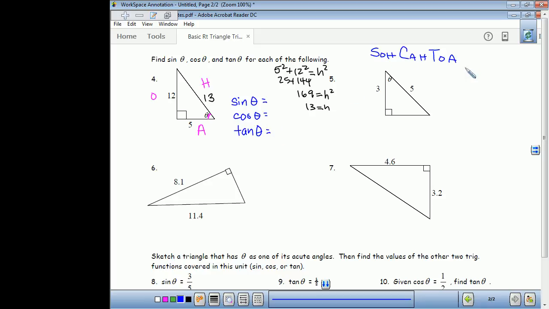So we go back to old SOHCAHTOA. Sine is the ratio of the opposite to the hypotenuse. The opposite is 12, and the hypotenuse is 13. That's all there is to it. Pretty easy. Cosine of theta is the ratio of adjacent to hypotenuse. The adjacent side is 5, and the hypotenuse is 13. Tangent of theta is the ratio of the opposite to the adjacent. The opposite side is 12, and the adjacent side is 5.